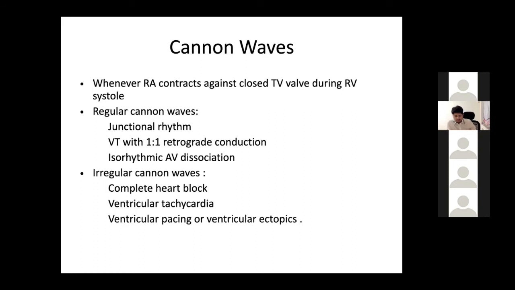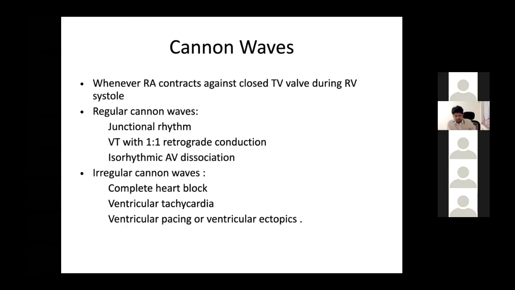So what are the causes of Cannon A waves? You should ideally divide it into regular and irregular. In all the cases of ventricular tachycardia, if next time you see a patient, just see the JVP. In all the cases of complete heart block, if you see an ECG, always see the JVP, and I am sure that you will never miss Cannon A waves.